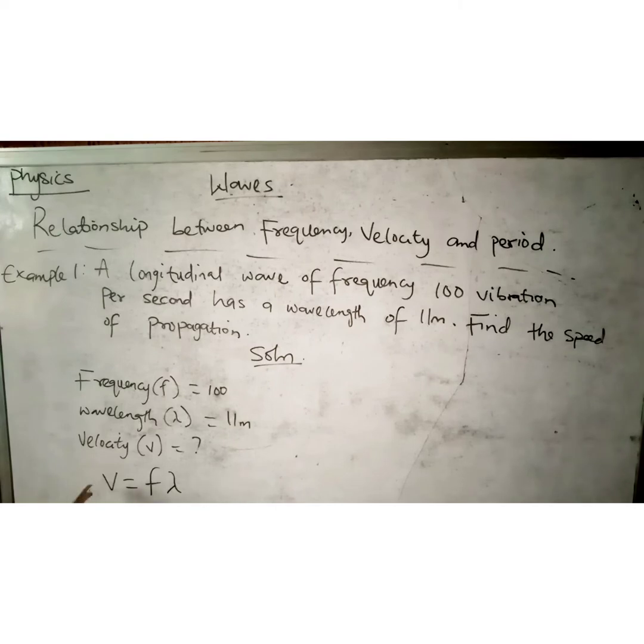To find v, we're going to use this equation. V is equal to the product of frequency and wavelength. So frequency multiplied by wavelength is going to give us this. So our speed, which is v, is 1100 meters per second. And that is our final answer.